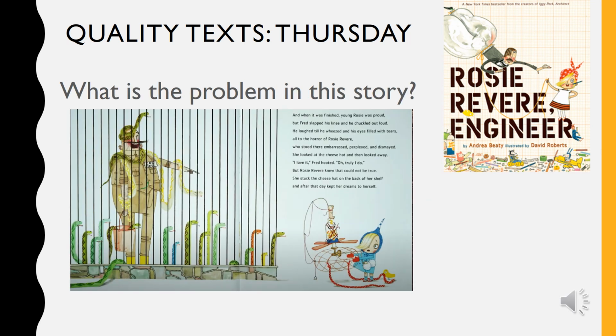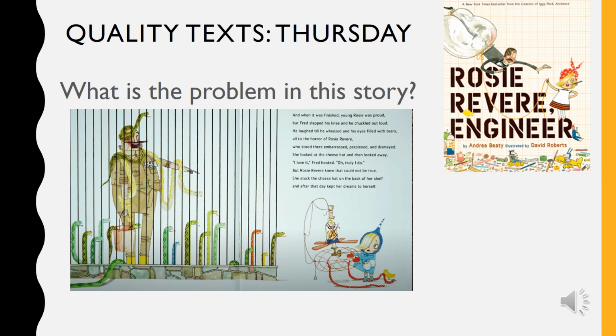Who remembers the problem in this story? Let's have a look at the picture. It might help us to remember what the problem was. So if we have a look at the picture, we can see a man pointing and laughing at Rosie. Who remembers who that man is and why he was pointing and laughing at Rosie? Take a second to think about it.